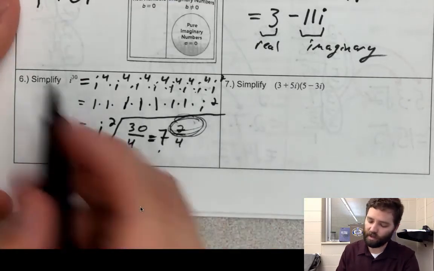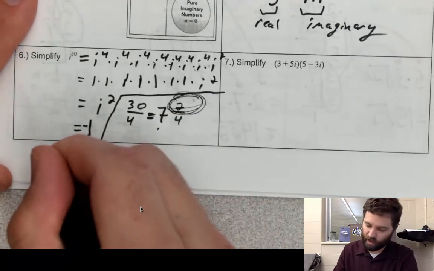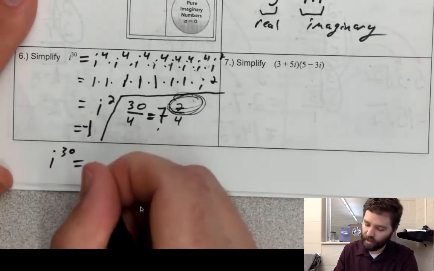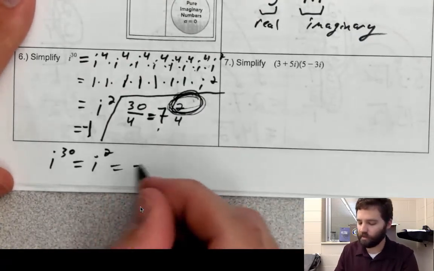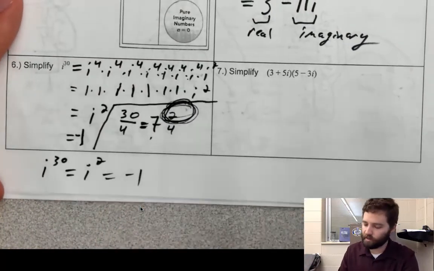So what you end up with then is, you can just jump to this. You can just jump to I to the 30th has to be equal to I to the 2nd because of that remainder there. And that's negative 1. That's a shorter way to do it, but you don't have to.